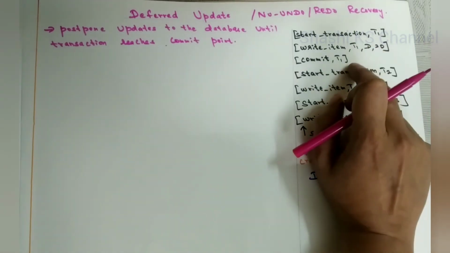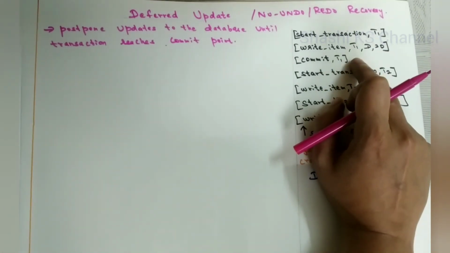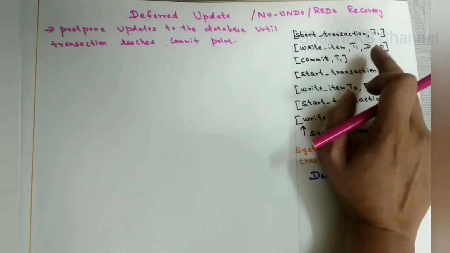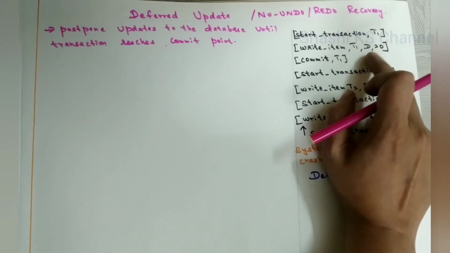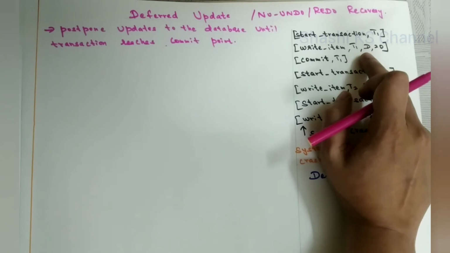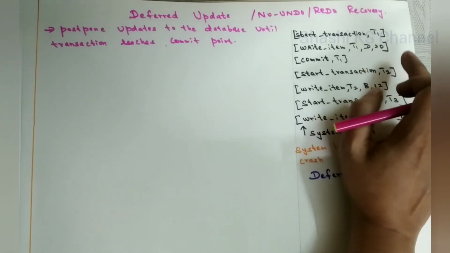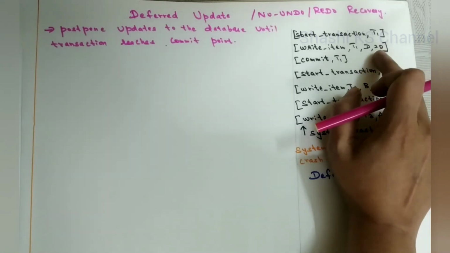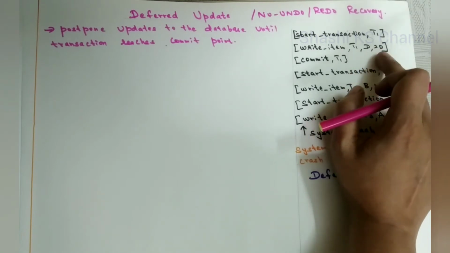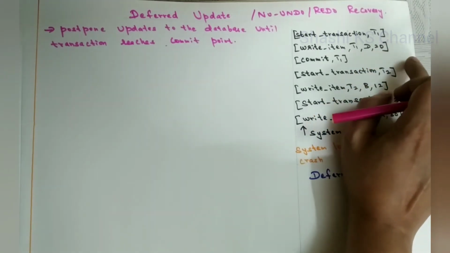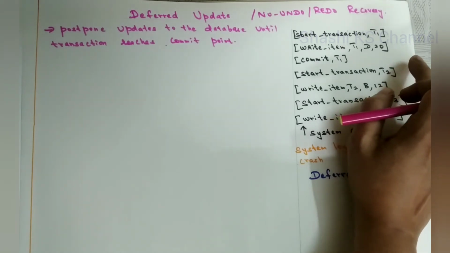What will happen to the transactions which have reached their commit point at the time of system crash? Transaction T1 has reached its commit point. It means the values which are updated by such committed transactions, the updated values of data items, have to be written and updated on the database on the disk. So the updated value of data item D is 20. This will be updated in the database on the disk also. Okay, this is the deferred update technique.